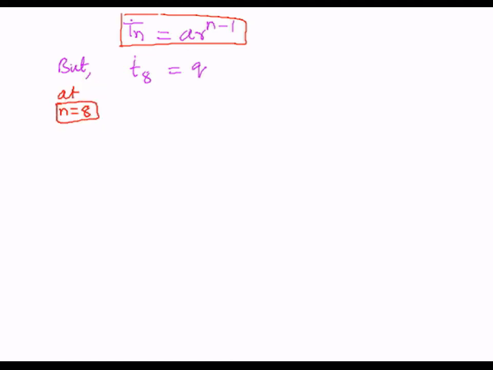Then, when n is replaced by 8 in this condition, we have a r to the power of n replaced by 8, that is 8 minus 1, in order to get the eighth term. So a r to the power of 8 minus 1, that is 7, equals q. So a r to the power of 7 equals q. This is our second equation.